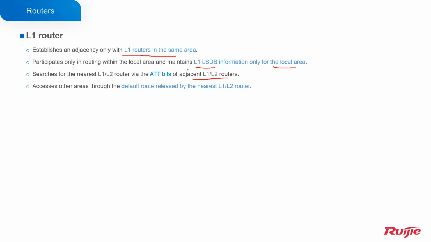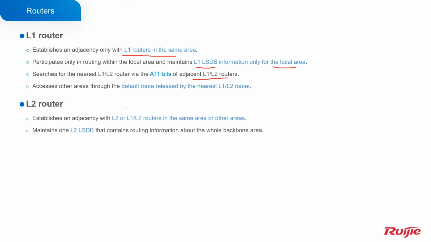Okay, and the special one is that the level 1 and 2 router will send out a default route. This special default route will set the ATT bit to 1. And later we will explain what the meaning is. And finally, the purpose is to tell the level 1 router: you can go out by the default route.